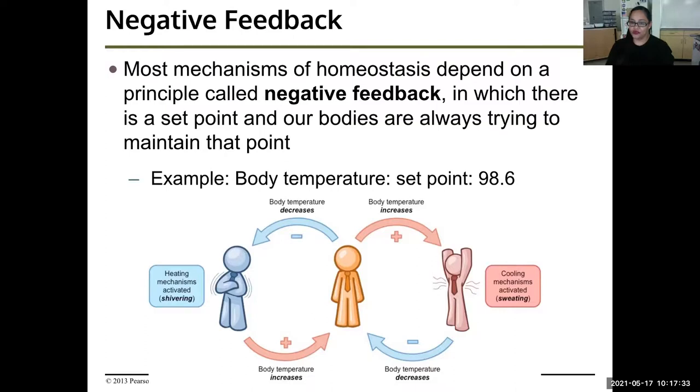If we get too cold, we shiver. And when we shiver, our muscles generate heat to bring our body temperature back up to that set point. When we're hot, we sweat. As our sweat evaporates, it actually cools us down. That's why we sweat. Our body is trying to bring us back to that set point. So negative feedback always has a set point. It's always trying to get back to that middle point.